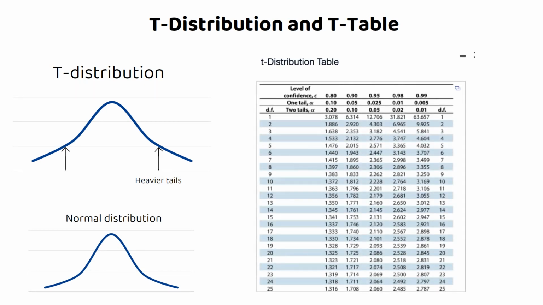This distribution is generally used when: 1. The sample size is less than 30, and 2. The whole population standard deviation is unknown. And 3. You're using the sample standard deviation as an estimate for a larger population.